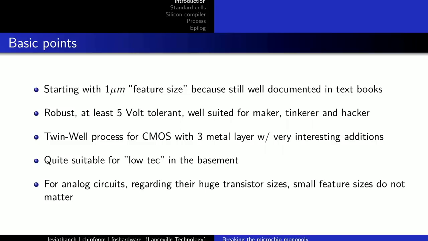So why one micron? One micron also means that the transistors are very robust against 5 volts. 5 volts was the usual supply voltage in the 80s and 90s. Now the supply voltage is going down to less than 1 volt. But for tinkerers, hobbyists and makers, it's a nice value, because many boards are still working with 5 volts, and we are able to handle this voltage. So we have a twin well process. Usually in the 80s there was just one well.